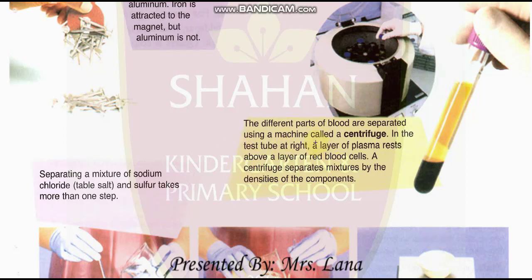And the different parts of blood are separated using a machine called a centrifuge. We use this centrifuge for separating the blood. At the bottom we have the serum, and sometimes we have the plasma. In the test tube at right, a layer of plasma rests above a layer of red blood cells. A centrifuge separates a mixture based on the density of the components. Okay, this is the plasma.